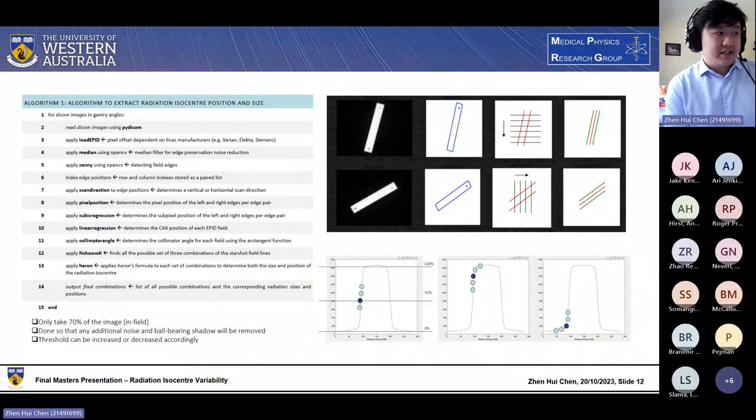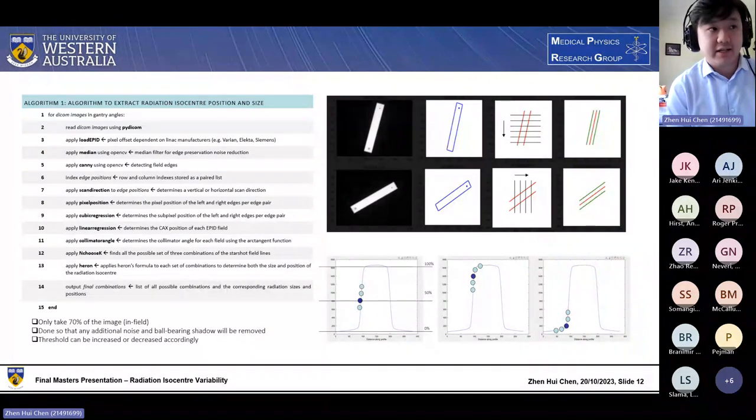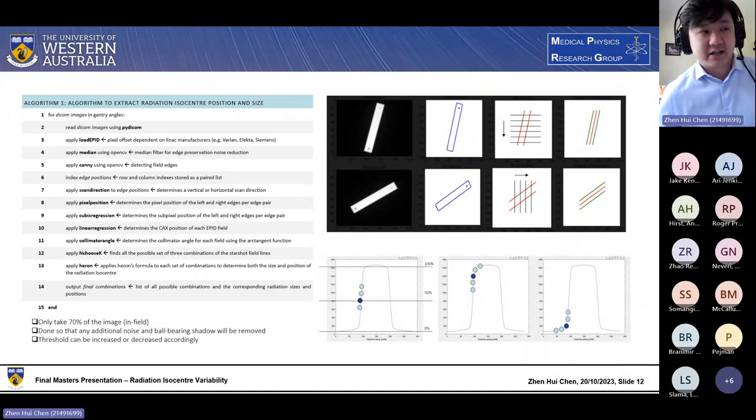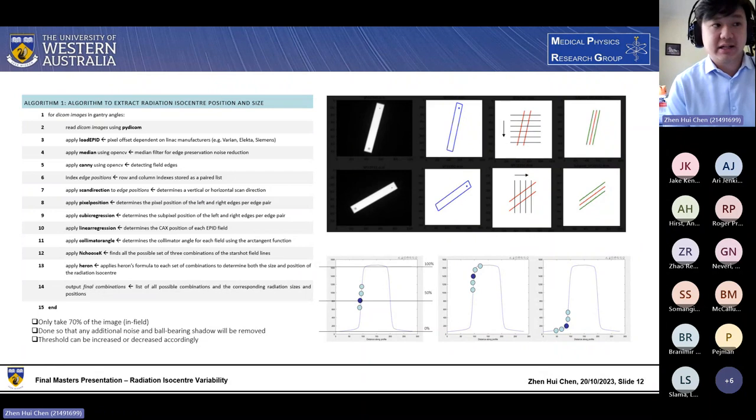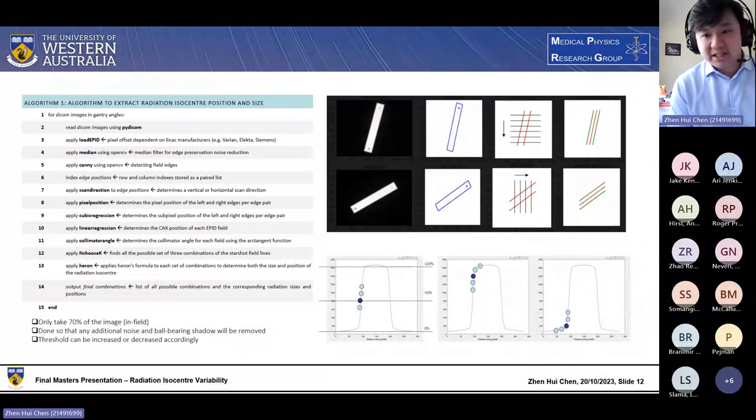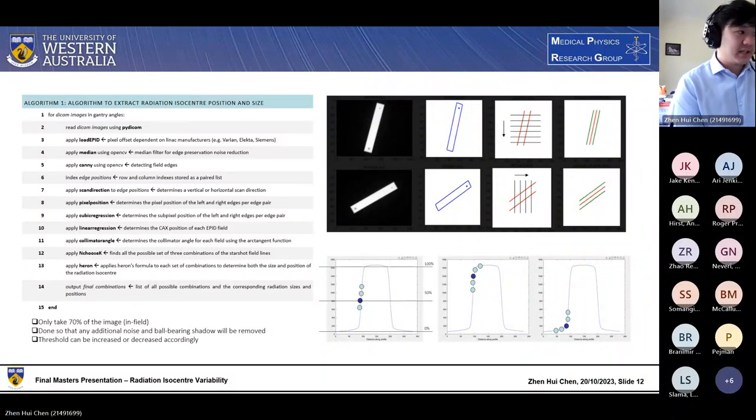Next, I apply scan direction to the edge positions. If we look at the third image from the right, the one with the two red lines and the scanning direction, that's basically how the scan direction works. If the length is greater than the width of the image, I'm going to scan it vertically. And if the length is less than the width, I'm going to scan it horizontally. And this makes finding out the angles themselves later on much easier.